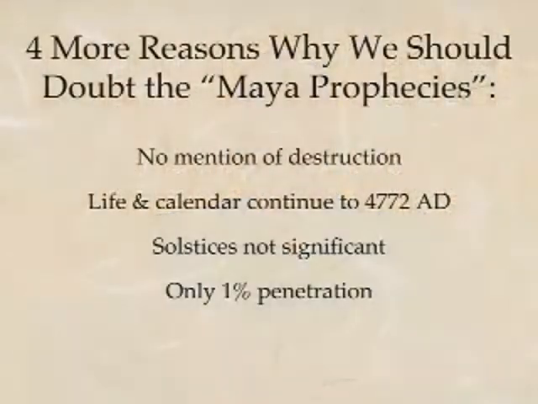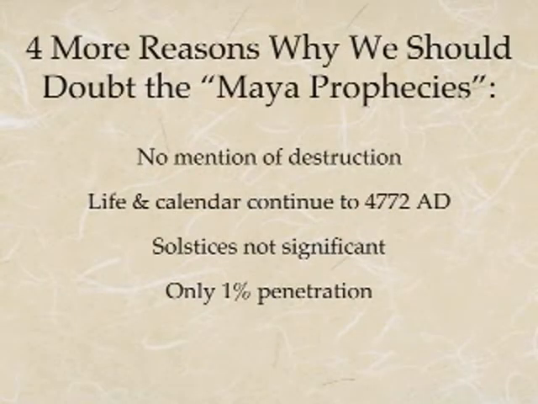The Maya so-called prophecies never mention destruction. There is the Popol Vuh, which talks about the previous worlds in which the gods destroyed the people, but they don't talk about the future ever having any destruction. And I'll skip life and calendar.